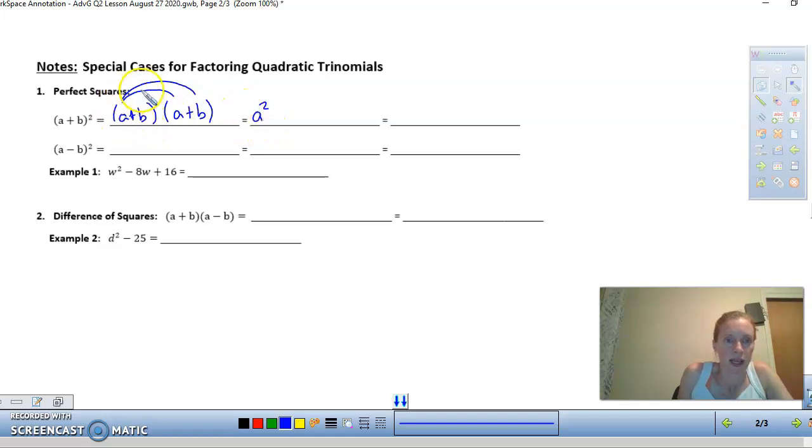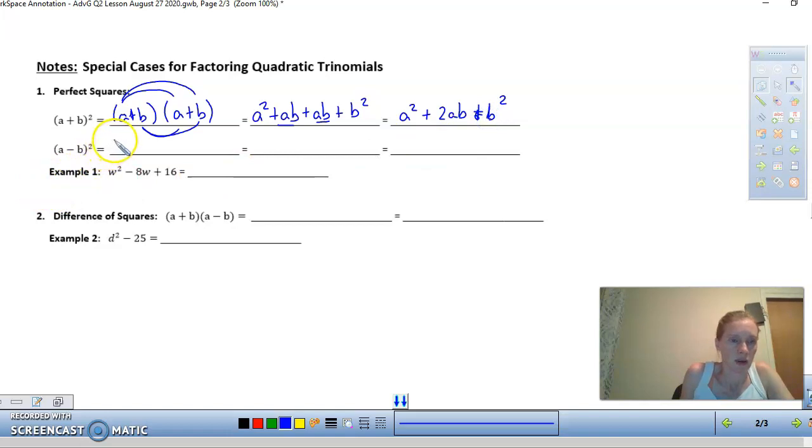So when you FOIL, you get a times a, which is a squared, a times b, so that's ab, and then b times a, but I'm going to just write it again as ab, and then b times b, which is b squared. Okay, these guys are like terms, so you end up with a squared plus ab plus ab is 2ab, and then plus b squared. That's plus.